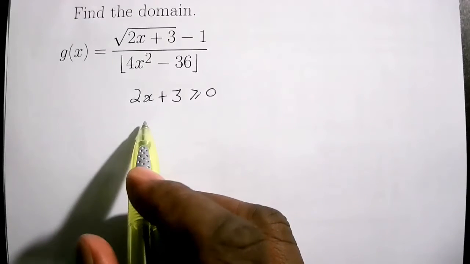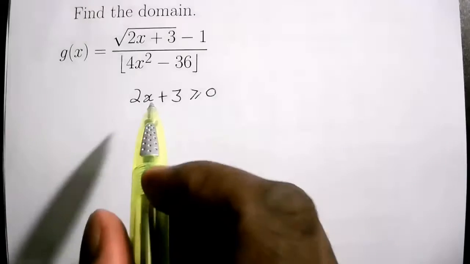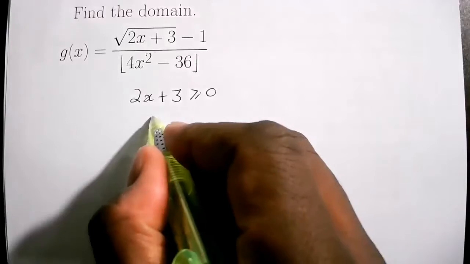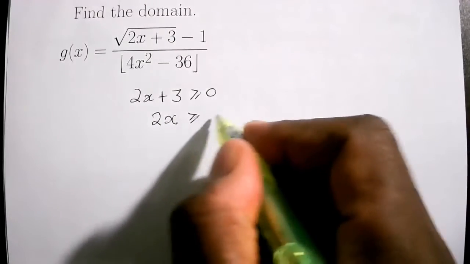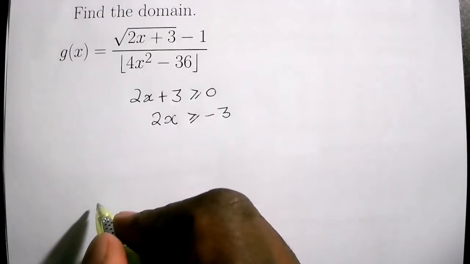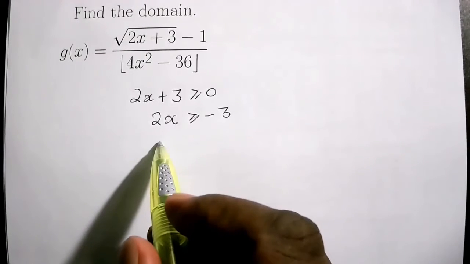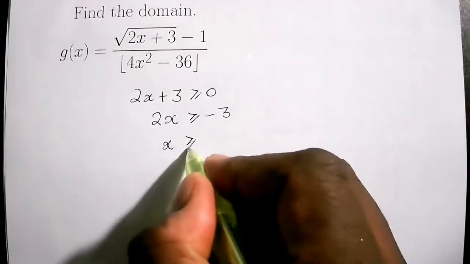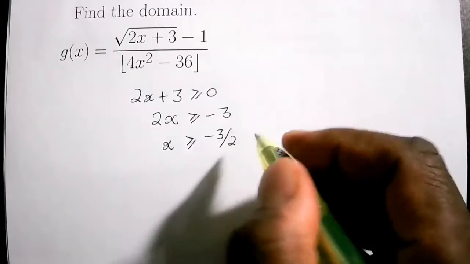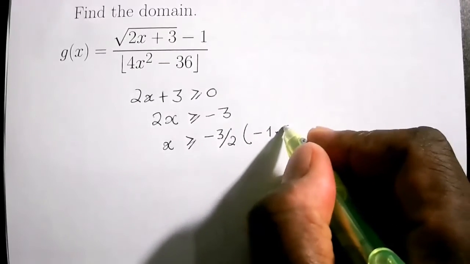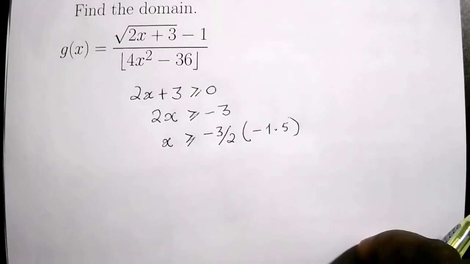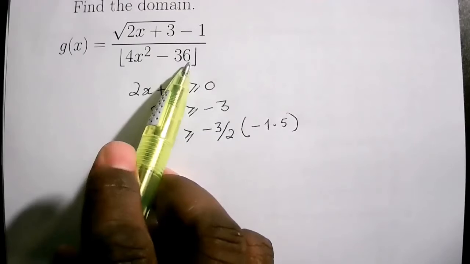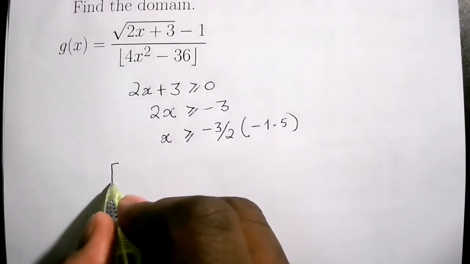Now, obviously, this is an inequality, so we solve the inequality. The easiest way here is to add negative 3 to both sides. So if we add negative 3 to both sides, then this is what we get. And of course, now we can then divide both sides by 2. So if we divide both sides by 2, then we end up with x greater than or equal to minus 3 over 2, which is the same as minus 1.5.